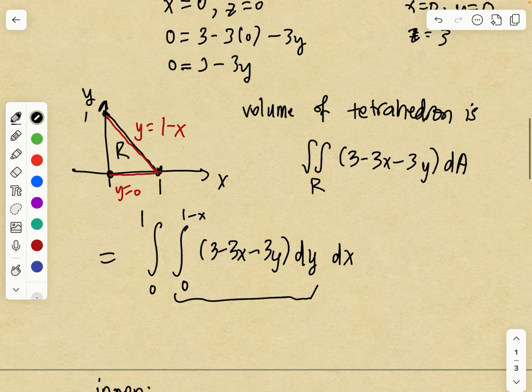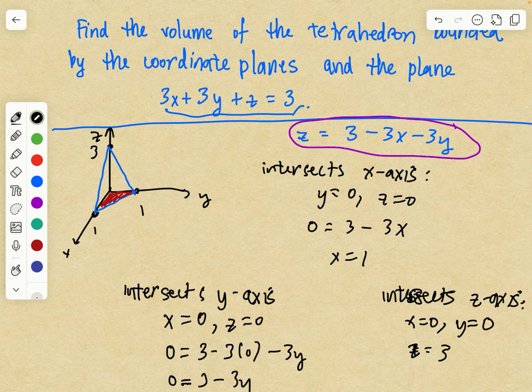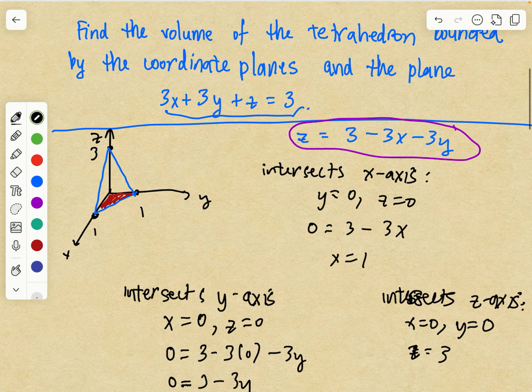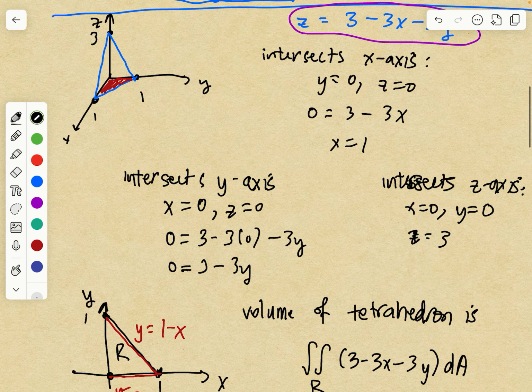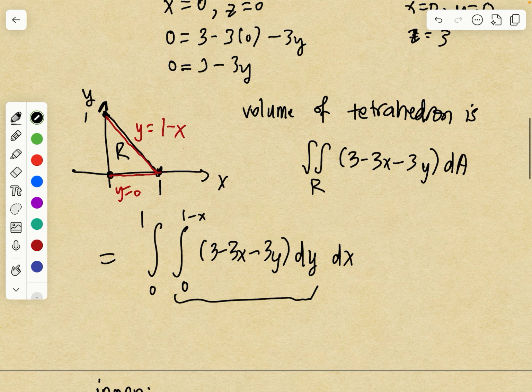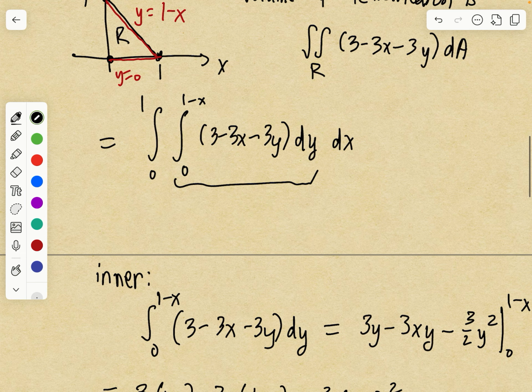So let's just review what we did. The first thing to do is to get an idea of what the tetrahedron looks like so we can set up the integral to find the volume. And we rewrote this as a function, z, as a function of x and y. Then, since in this question the tetrahedron was bounded by the coordinate planes, you have to see where the plane intersects the x, y, and z axes. And once we did that, we were able to see what the tetrahedron looks like, and we were able to see that the region below it is this triangle. And from that, we were able to set up this double integral.